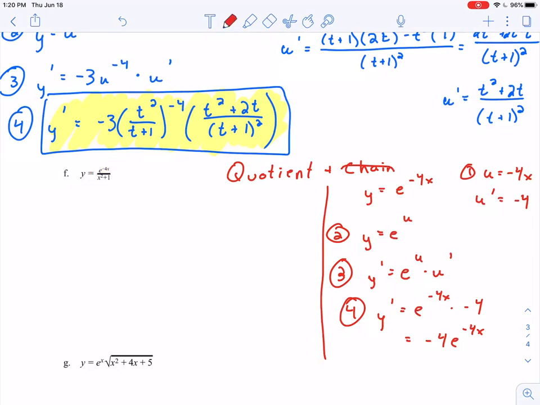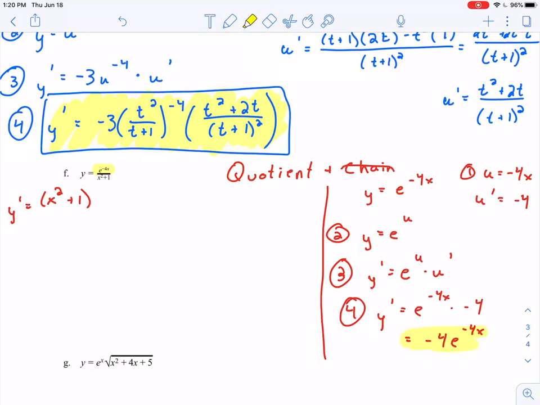Quotient rule says low, that's x squared plus 1. D high, derivative of my numerator. So I want the derivative of e to the negative 4x. And this is the point where I would need to use the chain rule. But lucky for us, I already found the derivative of my numerator. We said that was negative 4 times e to the negative 4x.